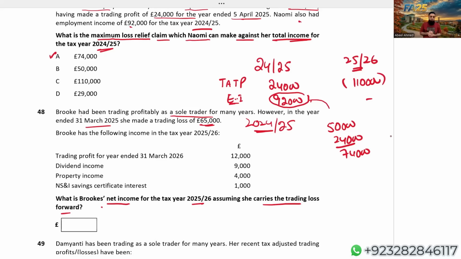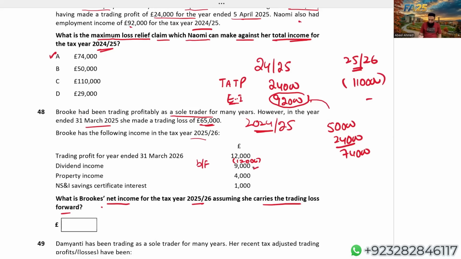So in the previous tax year, Brooke made a trading loss of 65,000. Brooke has the following income in the tax year 25-26. Trading profit for the year ended March 26, meaning the tax year 25-26, is 12,000. So first of all, the brought forward loss will be utilized against this 12,000, because when you carry forward the loss, you have to utilize it against the first available trading profit from the same trade, obviously.